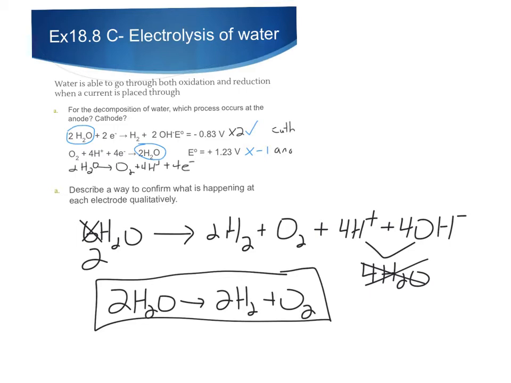Well, if we have these base particles at my cathode and the acid particles at my anode, what we can do is test pH or have an indicator in this beaker to see at which electrode we have a high pH or a low pH, or phenolphthalein changing colors. That'll tell us whether we have hydroxide or hydrogen present and whether that's the anode or the cathode.